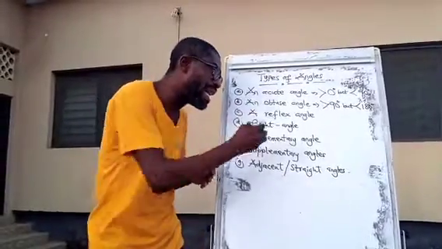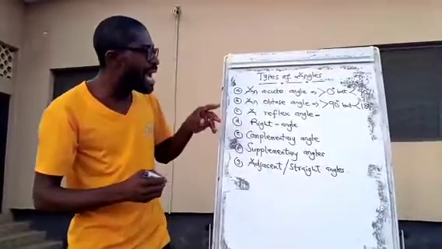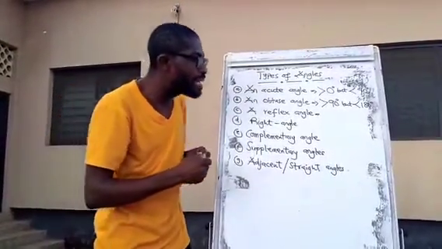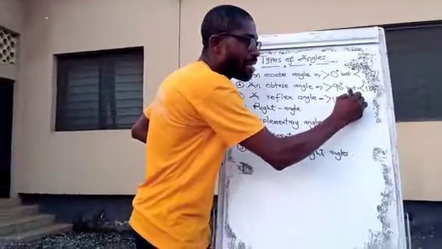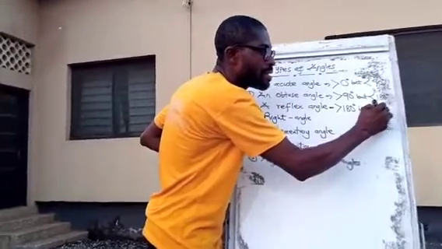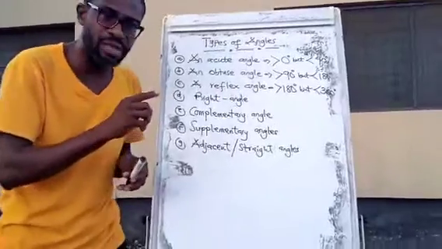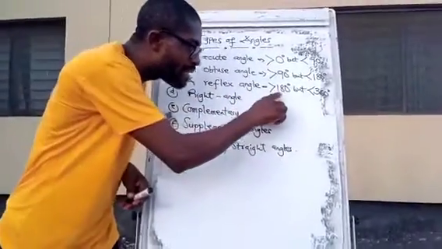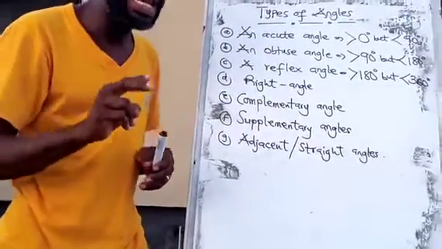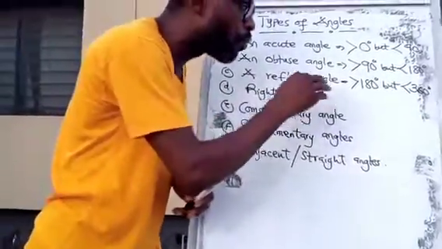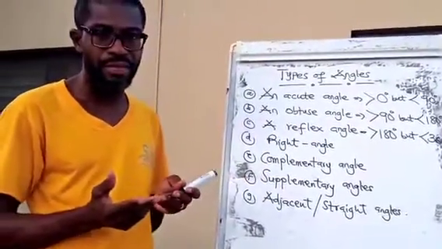What about reflex angles? Reflex angles are angles which are greater than 180 degrees, but less than 360 degrees. So it means that reflex angles fall between 180 degrees and 360 degrees. So any angle at all within the range of 180 and 360 degrees is a reflex angle.